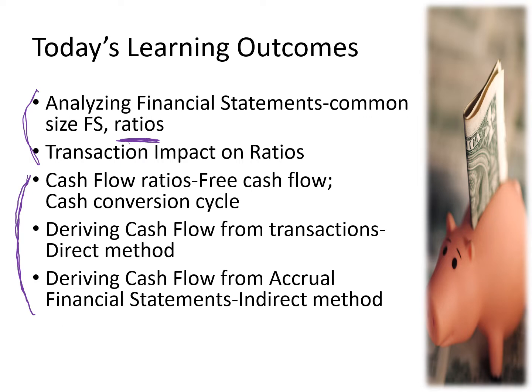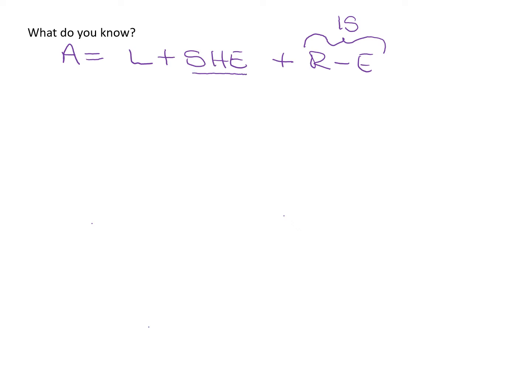So let's get started. What do you know? Well, if I'm hearing you shout out, I would say you know that assets equal liabilities plus shareholders' equity, if it's a corporation, plus revenue minus expense. The first financial statement you prepare is the income statement, which is revenue minus expense. The second one has to do with shareholders' equity and is either the complete shareholders' equity or the statement of retained earnings. And then you prepare the balance sheet, or BS.